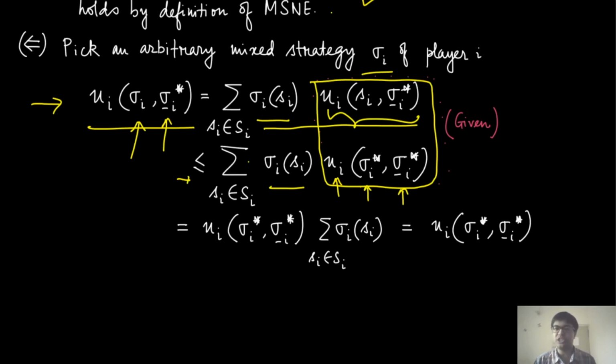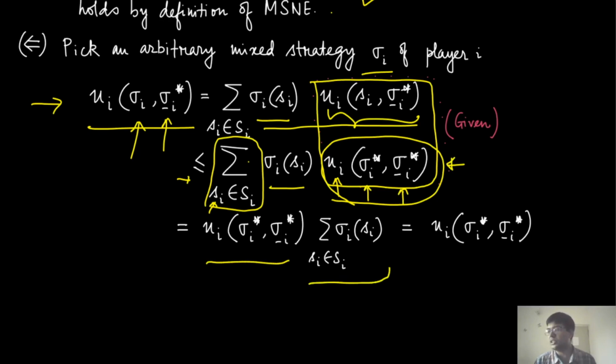And now all that we need to do is to observe that this utility, sigma i star and sigma minus i star, is not a function of s_i at all, and the sum is over s_i. So you can treat this as a constant and take it out, and the residual sum will only be on a probability distribution. Because of the property of a probability distribution, this is always going to be equal to 1, and therefore all that you are left with is just the utility at sigma i star and sigma minus i star.